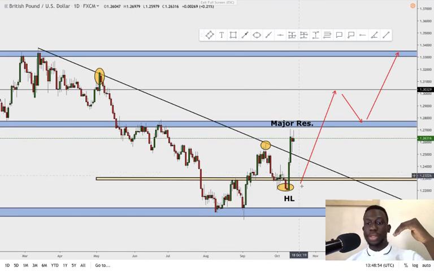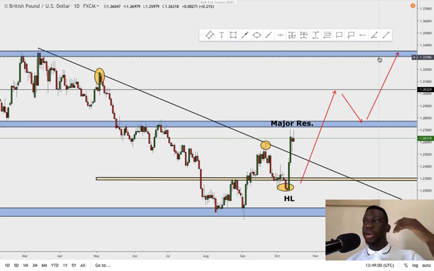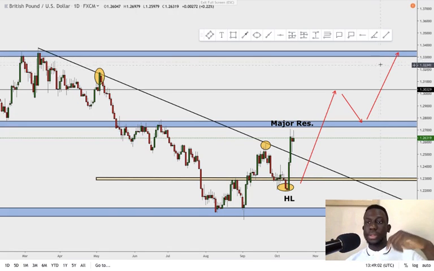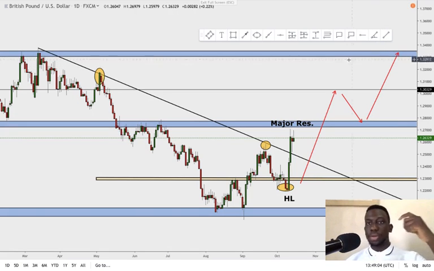Once we break here, as you can see, we'll most likely push higher, pull back into it, and then push higher to another area of major either support or resistance. So in this case, it is resistance. So this is exactly what I used this line for.